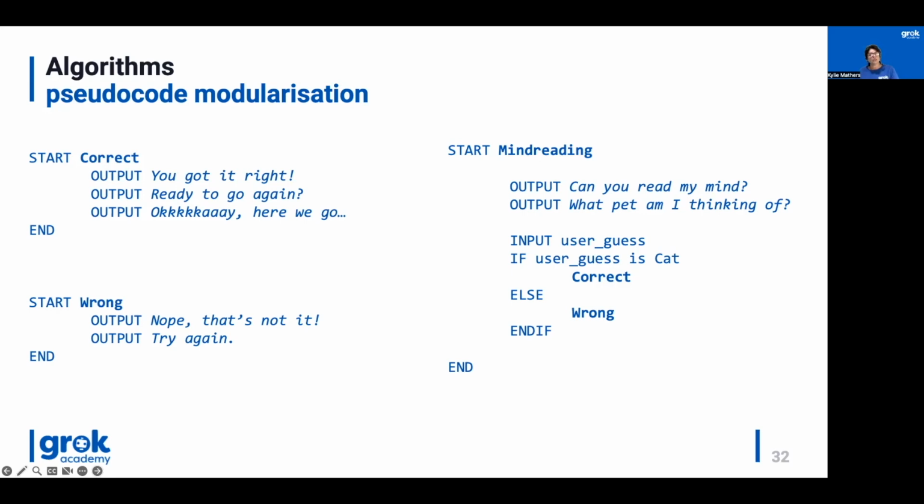So modularization is introduced in 7 and 8. So introducing it into your pseudocode does make sense. So as you can see here, we have a program called mind reading, one called correct, and one called wrong. And you can see here, if the user enters a cat, it pulls the pseudocode called correct in. So it goes over here and it says, you got it right. Okay, here we go. Otherwise, if they got it wrong, it goes, no, that's not it.